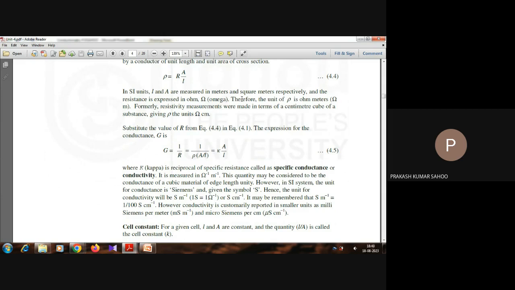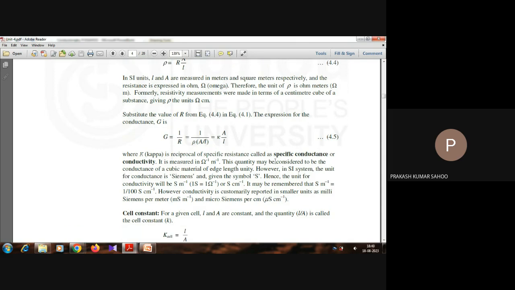Similarly, for conductance, it will be 1 by R. For R, we have written rho A by L. So 1 by rho becomes your K, that is kappa. It is known as the specific conductance or conductivity. So conductance equal to specific conductance into A by L, where A by L is known as the cell constant, and its unit is centimeter square by centimeter, that is centimeter. So these are the things you should remember.